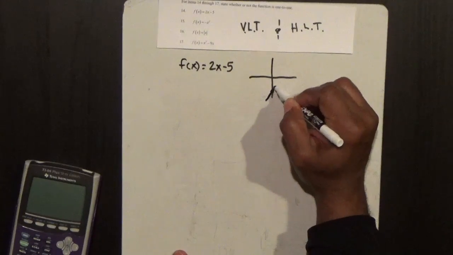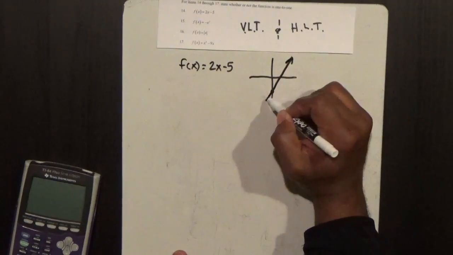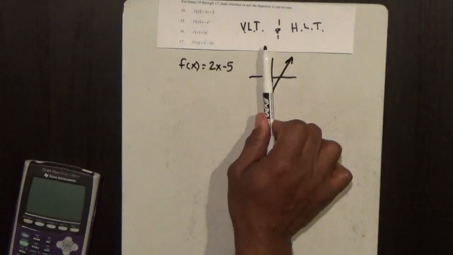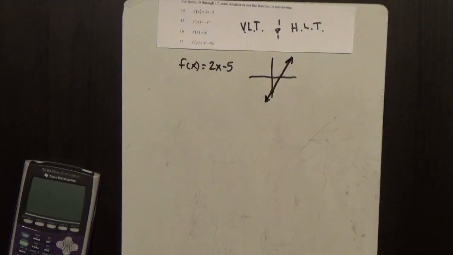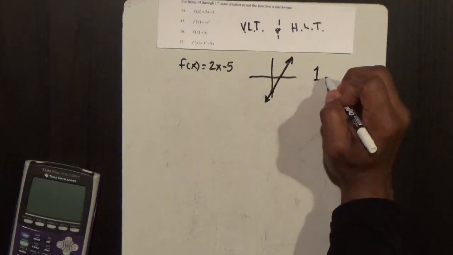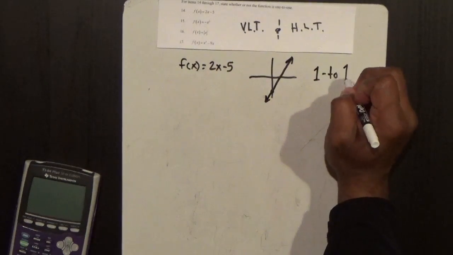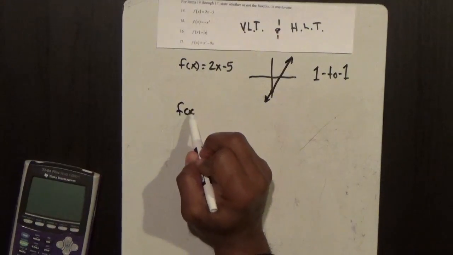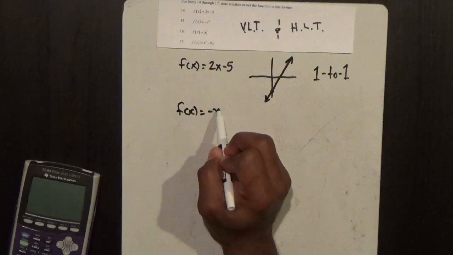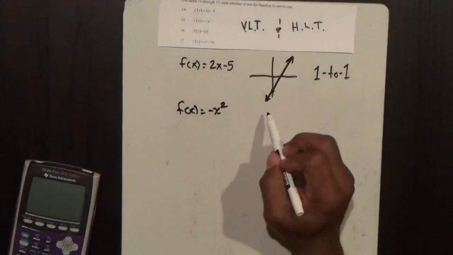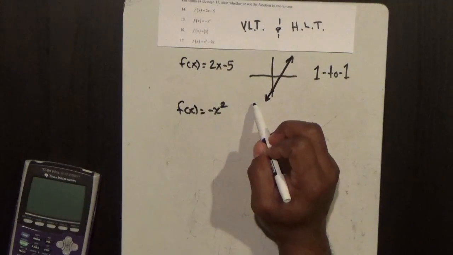A quick sketch, and you can look in your calculator, will give you a graph like that. It obviously is a function, so it passes the vertical, and it also passes the horizontal. So you might remember these. So it is one-to-one. Let's keep it moving. F of x is equal to negative x squared, which we graphed earlier, yesterday, with the increasing decreasing interval.